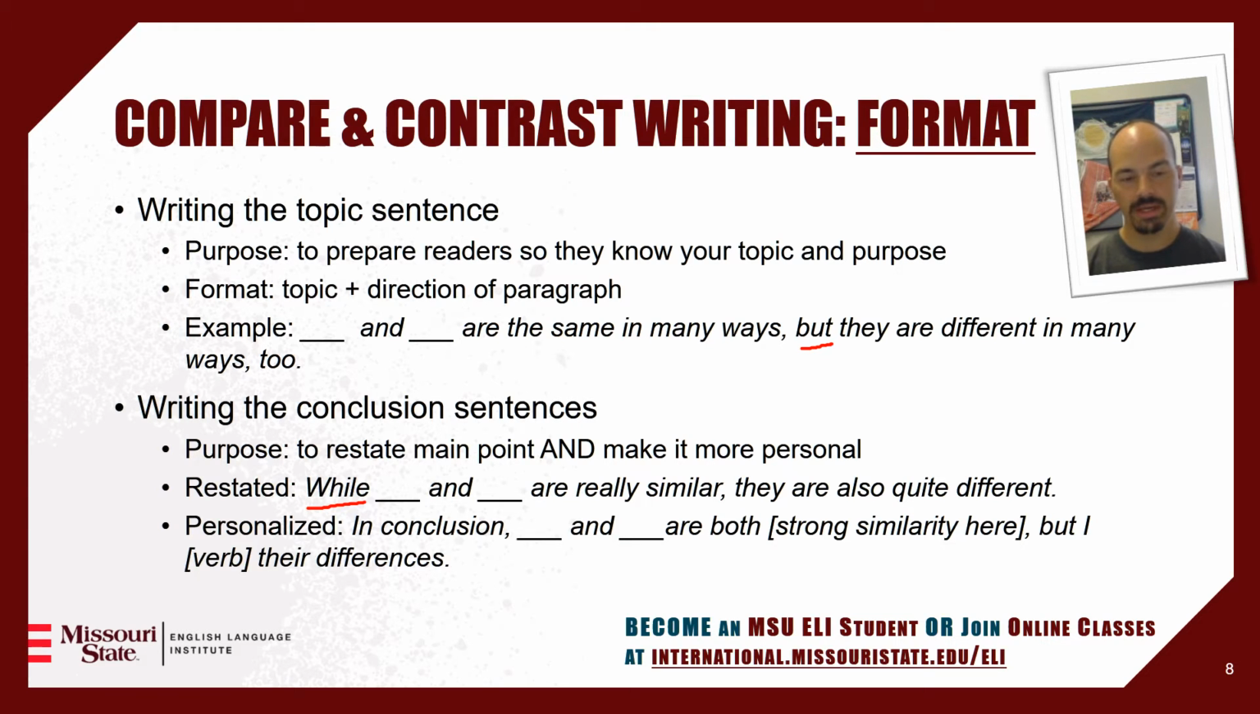Or you could say, in conclusion, John and Tom are both wonderful people, but their differences are unmistakable. And I could put an adjective at the end there. There's different ways of writing it, but I'm using the same format as a topic sentence, including both differences and similarities in my sentence, and indicating what I'm comparing and contrasting. I'm also adding a little bit more of a personal conclusion to it.